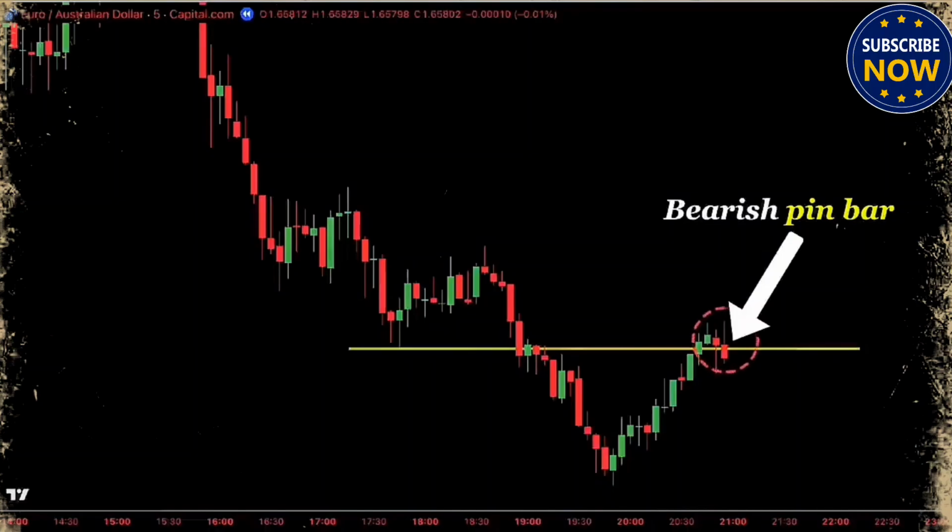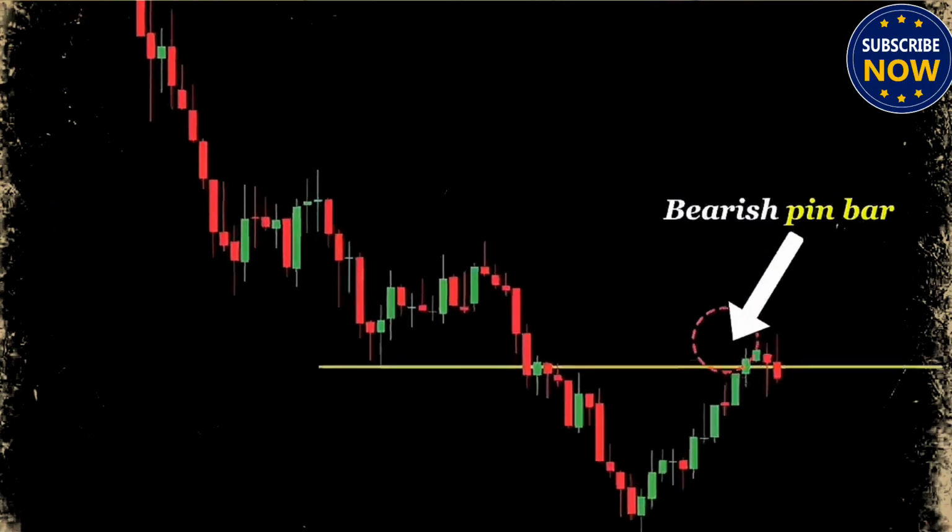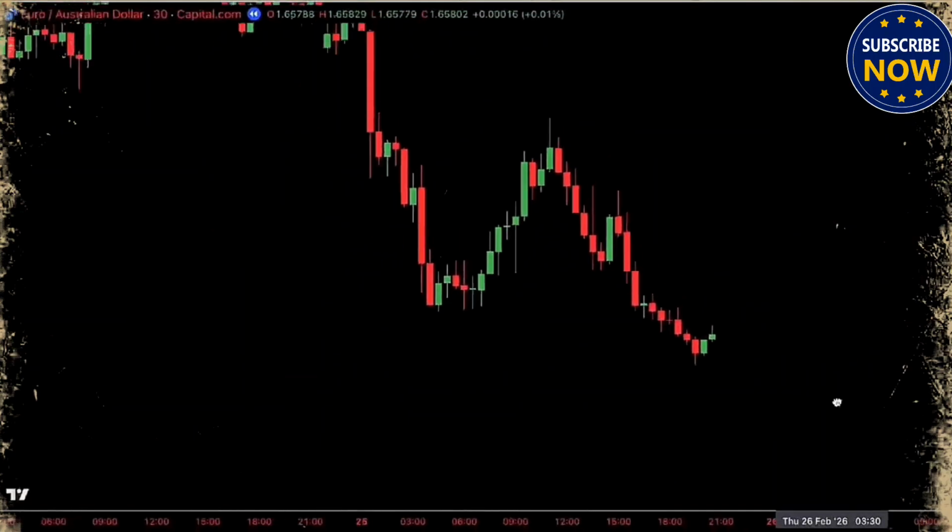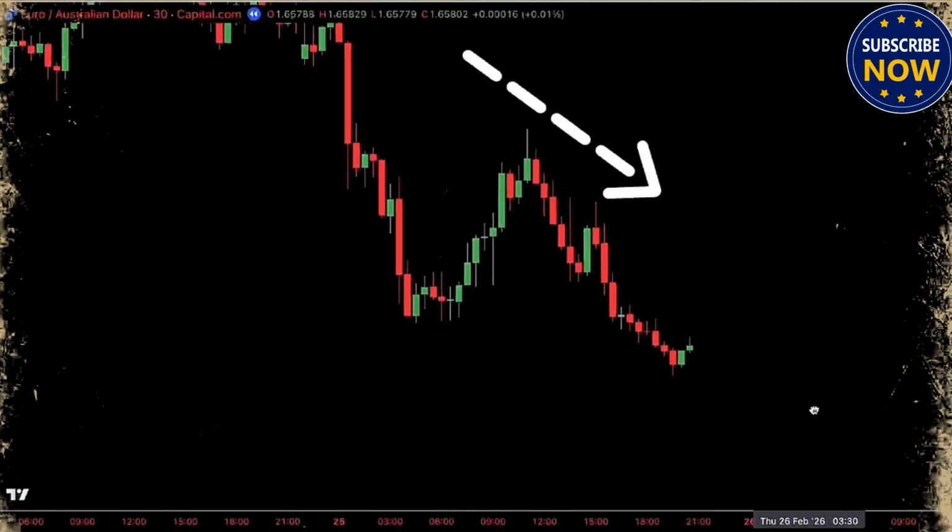Before entering the trade, we add one more layer of confirmation by checking the higher time frame. Since this chart is on the 5-minute time frame, we switch to the 30-minute chart to get a broader view of the market. As you can see, the market is also trending downward on the higher time frame, which aligns with our analysis on the 5-minute chart. This alignment increases the probability of the trade.